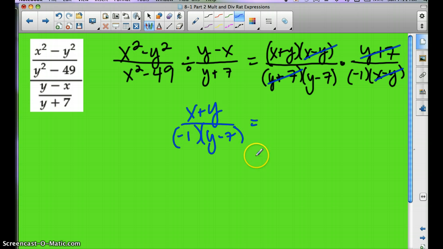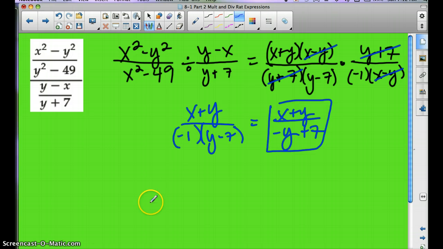Now you can multiply anything by a negative 1. You can multiply the top by negative 1 or the bottom by negative 1. Doesn't matter. So what we could do is just leave it as (x plus y) over (negative y plus 7). And can anything else be factored out? Nope. So that would be our final answer.